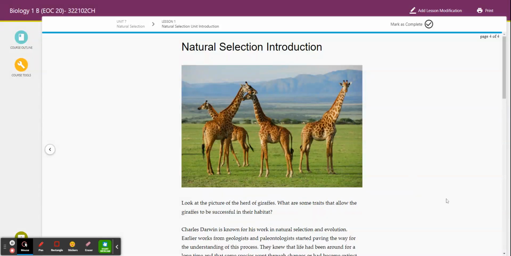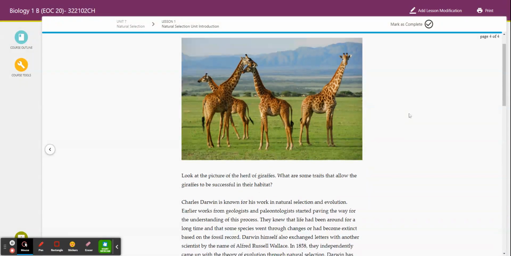Unit 7, Natural Selection, Lesson 1. Natural Selection Unit Introduction. Look at the picture of the herd of giraffes. What are some traits that allow the giraffes to be successful in their habitat?